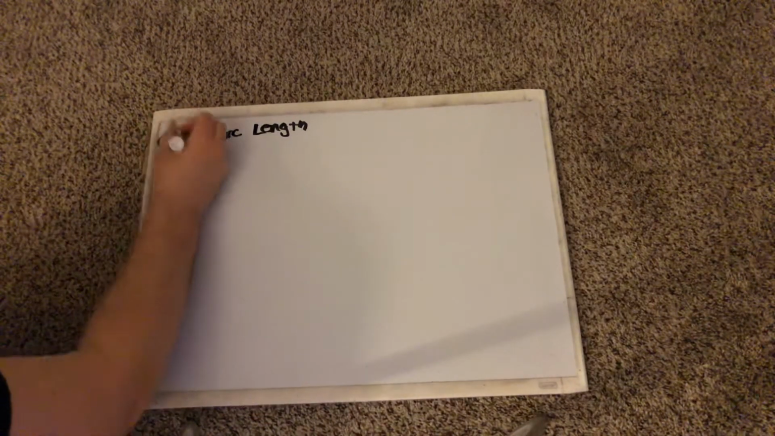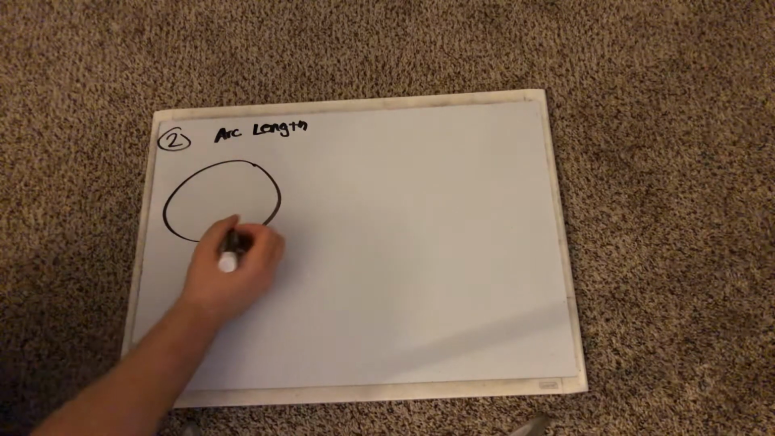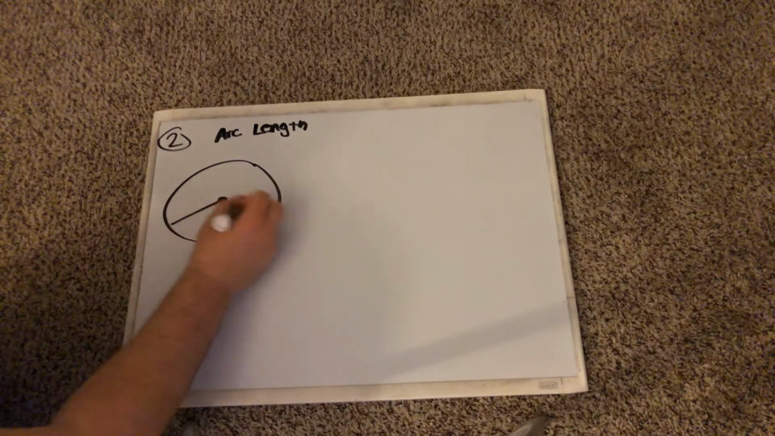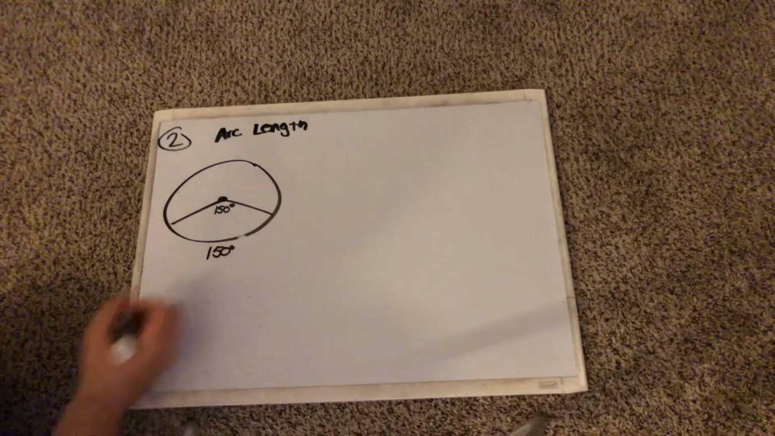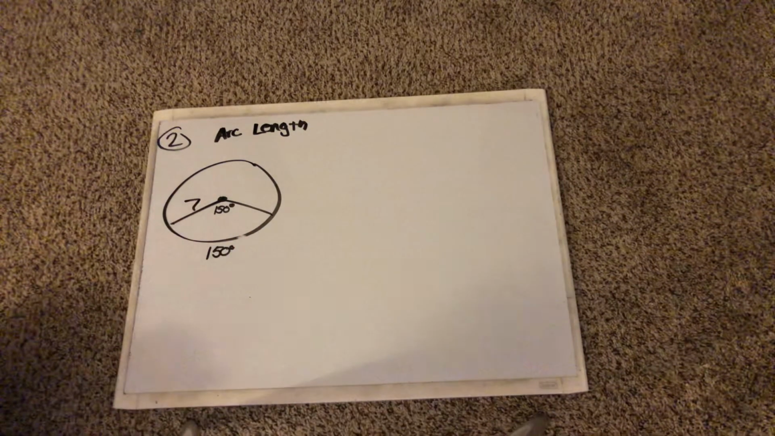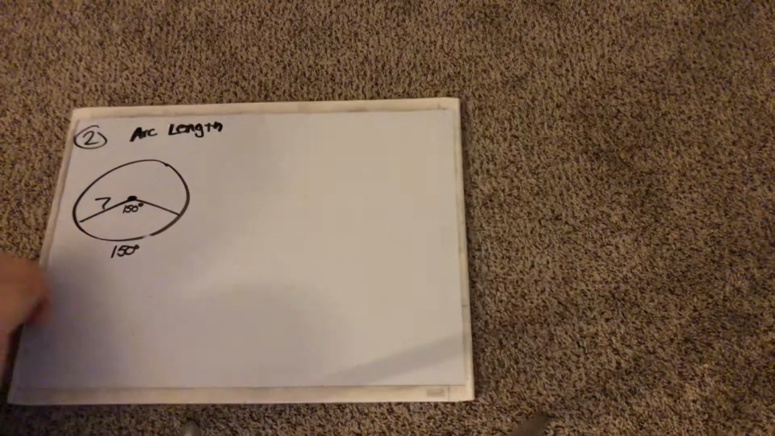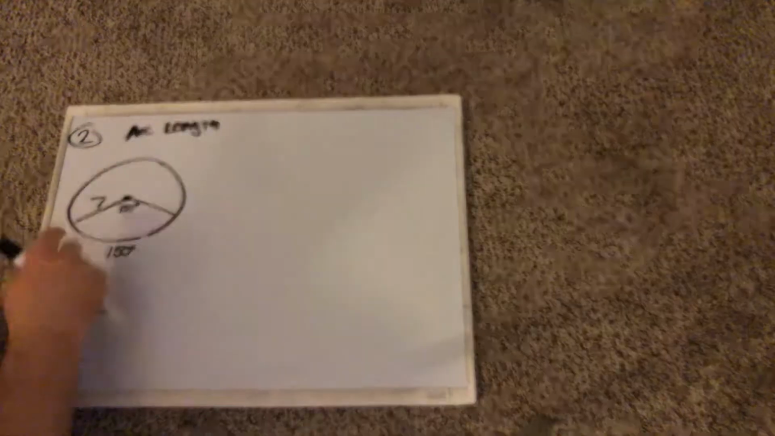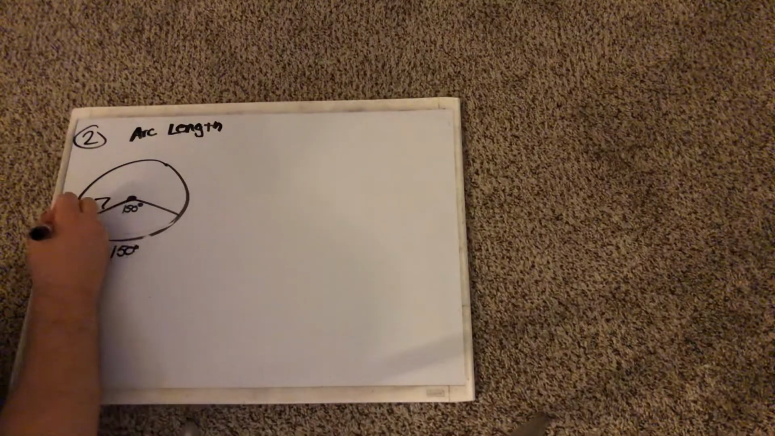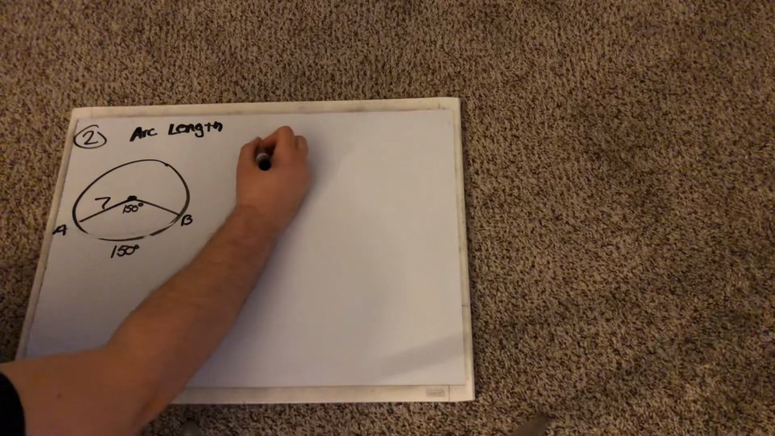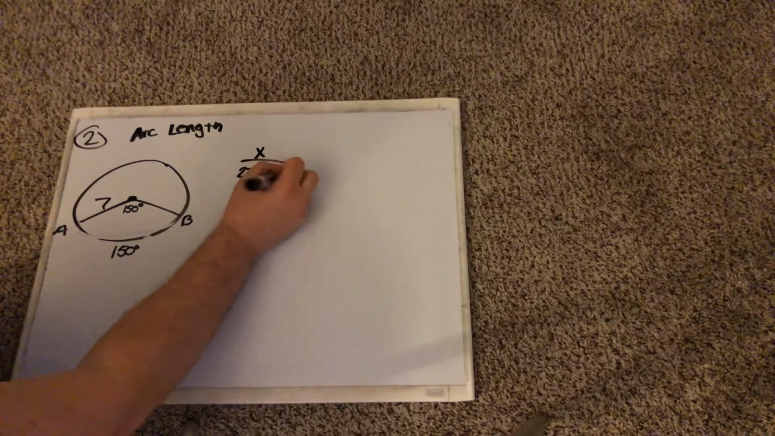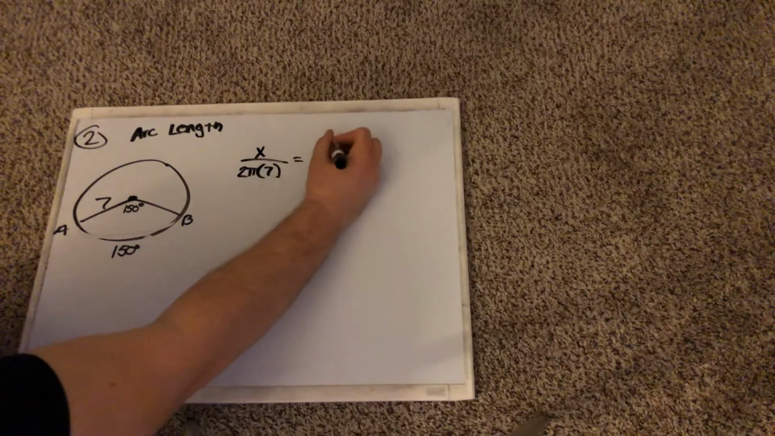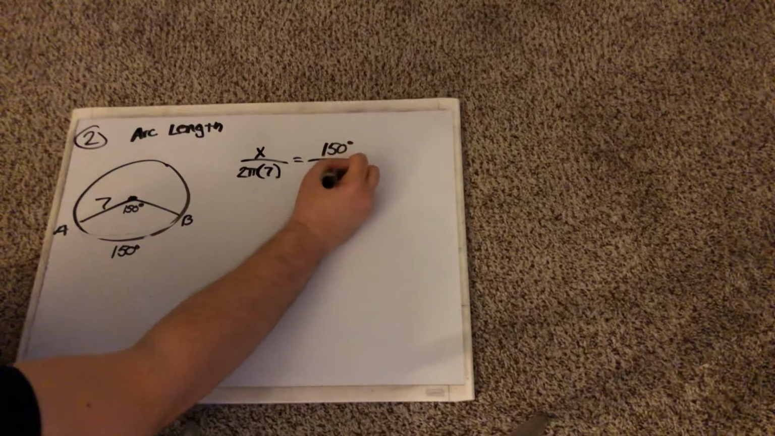Alright. Number 2 is still arc length. Got a good circle. This is 150 degrees, so it's a central angle. So this has got to be 150 degrees, with a radius of 7. When I set this up, I don't know the actual arc length of this. Let's say that's A and this is B. So I'm going to say x over the entire circumference, 2 pi times 7, equals 150 degrees over 360 degrees.